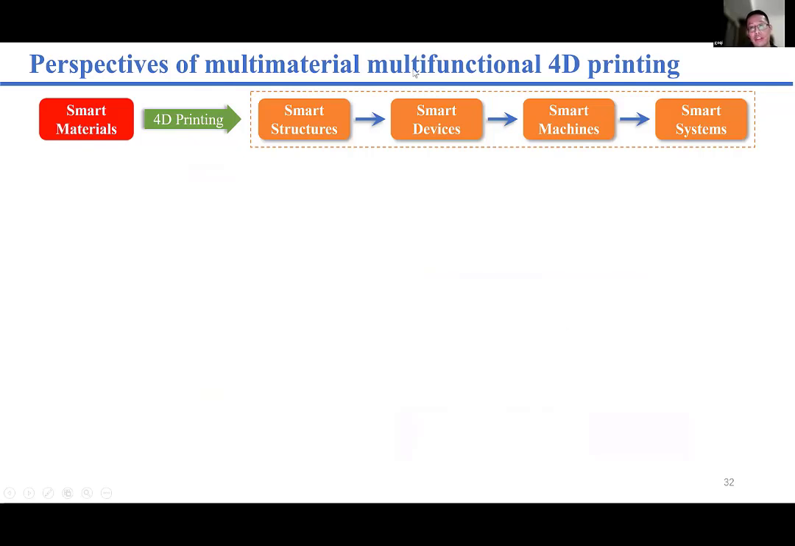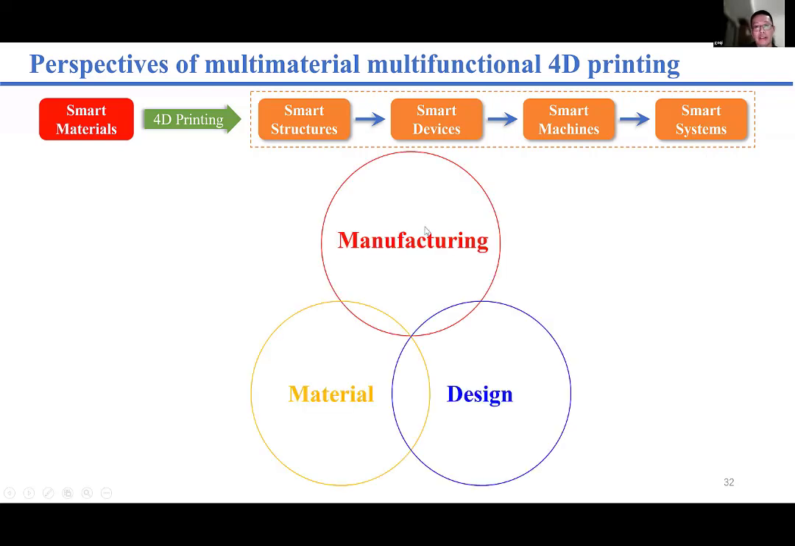Okay, and last but not least, I want to spend one slide to talk about the perspective of multi-material, multifunctional 4D printing. So now we use 4D printing, we can print a smart material to create smart structures. But our ultimate goal is to print some smart devices, smart machines, or even smart systems. But how could we realize smart systems? I think there are still some challenges in three aspects.